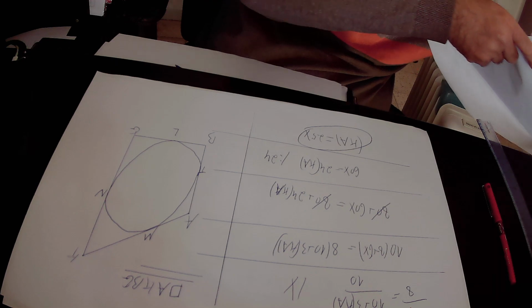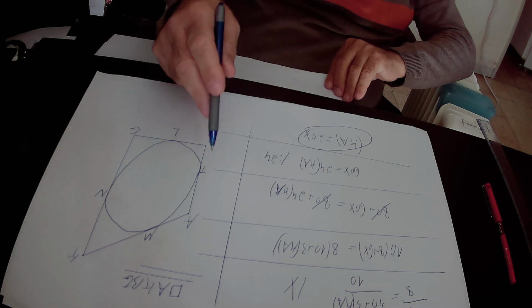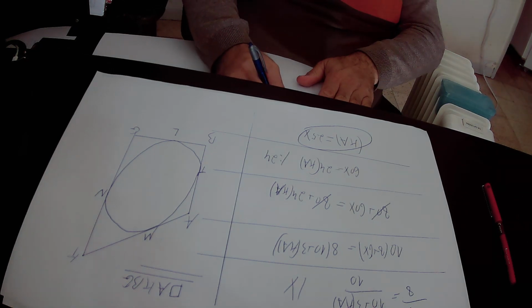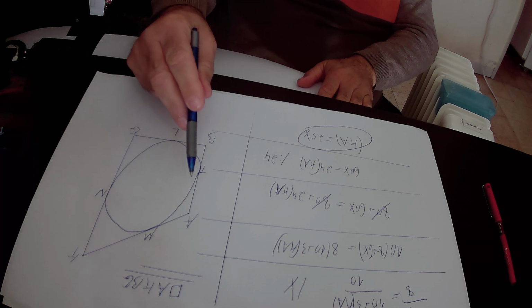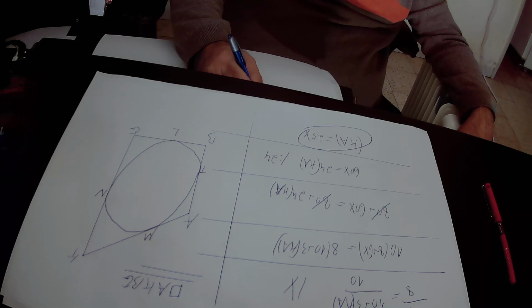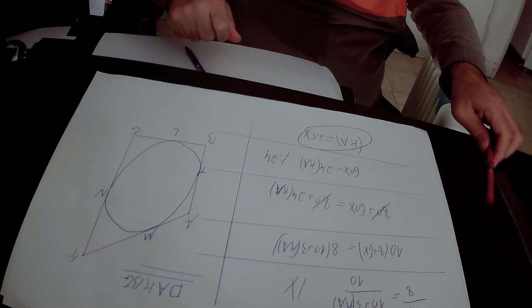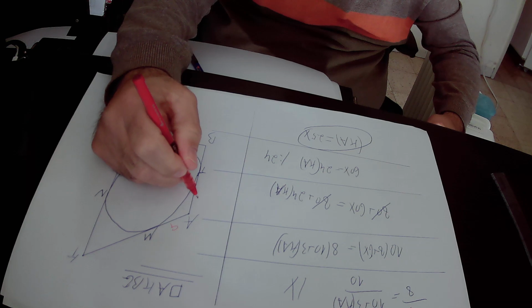We can implement rule number 2 in our drawing. Why? Because in our drawing, if we focus on the common external point, point A, from point A we have two tangents to this circle. We have tangent AM and tangent AT. And according to rule number 2, AM equals AT. So if AM equals A, then AT must also be equal to A.